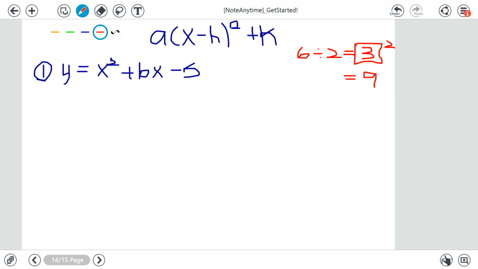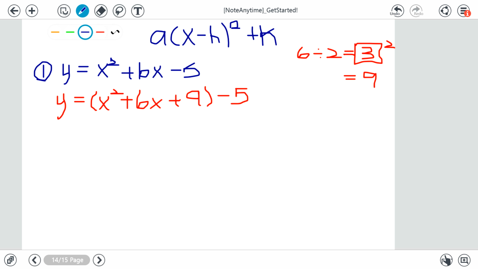Rather than moving 5 to the other side, I am going to just leave myself a little room here. x squared plus 6x, and I'm just going to put a 9 there, and minus 5. Okay, now, as you can see, we've done something very wrong here. We've added 9 to an equation which made the equation uneven.